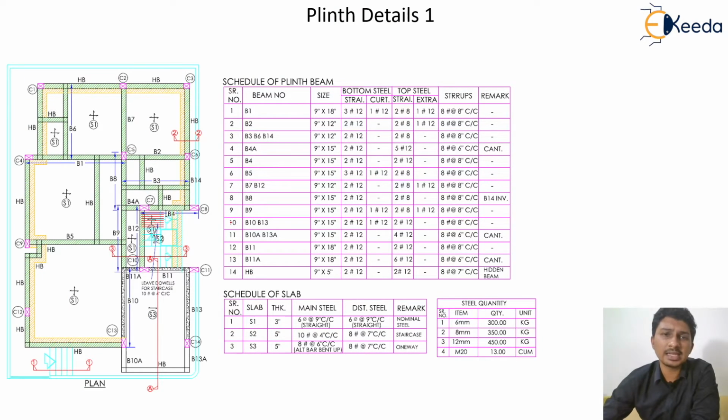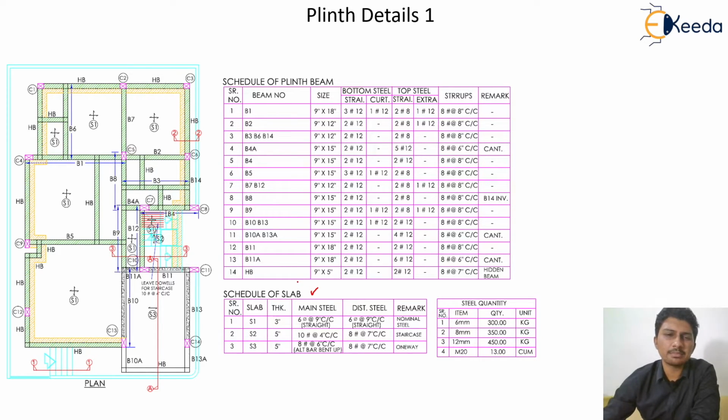The next one is the plinth details. The plinth beam details are given here with dimensions, so based on that you can calculate the quantity of the concrete and shuttering. For the steel quantity calculation, this whole chart of steel is given to you, so you just need to find out the steel quantities from it. Along with it, the schedule of slab for the steel is also given. You just need to go through it and take out the quantities.